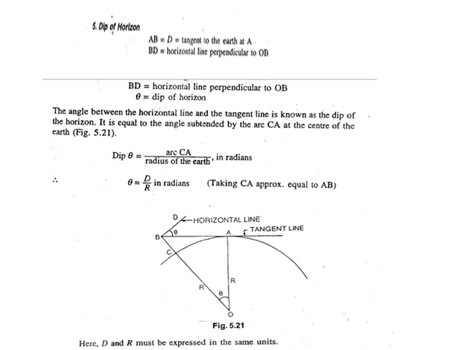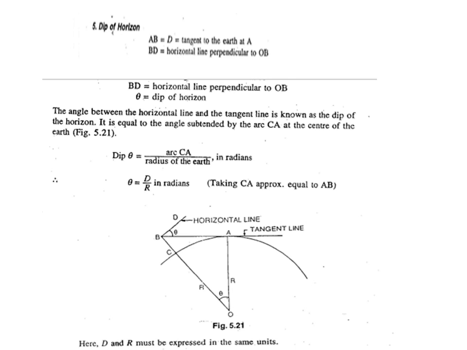In this slide we are going to see the dip of horizon. Refer to figure 5.21, where AB equals capital D, the tangent to the earth at A, and BD is the horizontal line perpendicular to OB, and theta is the dip of horizon. The angle between the horizontal line and the tangent line is known as the dip of the horizon, and it is equal to the angle subtended by the arc CA at the center of Earth, as shown in figure 5.21. Therefore, theta equals arc CA divided by radius of Earth in radians.